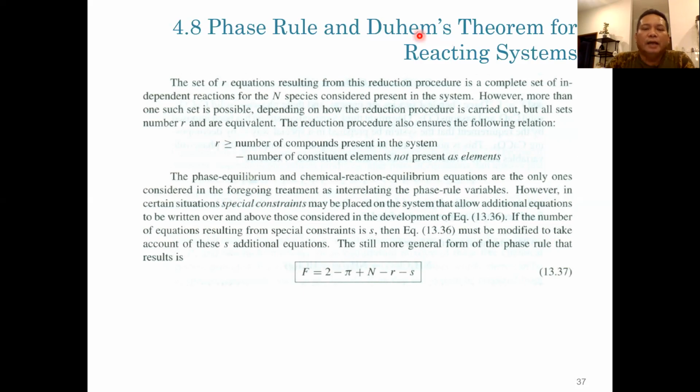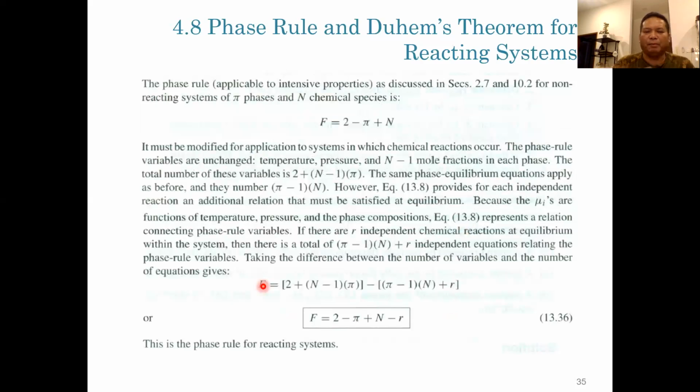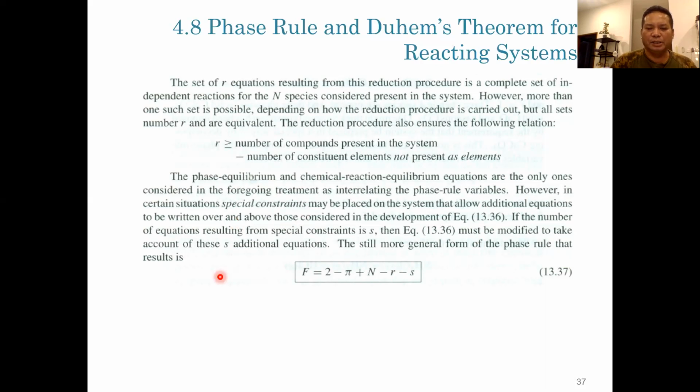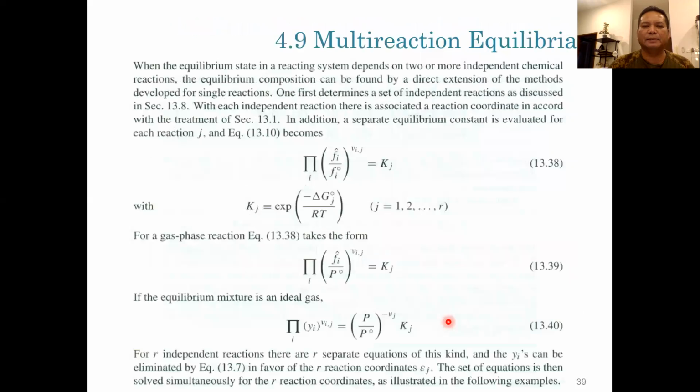Another term that we need to add is the letter S in the equation. Why is that letter S? S is the special constraint that may be placed on the system, which allows additional equations to be written over and above those considered in the development of 13.6. So if we have this equation but also some other constraint, we can use this equation here. There will also be an example on that in the examples, which you can look at.